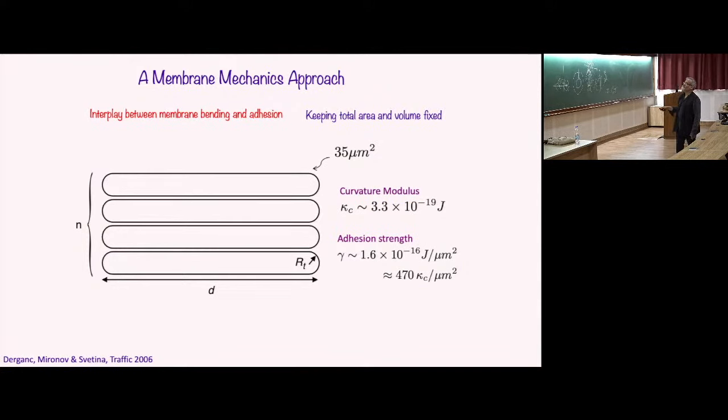Now I give you the following numbers. I tell you that this membrane curvature modulus is 10 to the minus 19 joules, 30 kT, and the adhesion strength, the sort of sticking strength between this cisterna and that cisterna, is given by 10 to the minus 16 joules per micron square, which is around that number. So the physics is the following. There is an interplay between membrane bending and membrane adhesion.